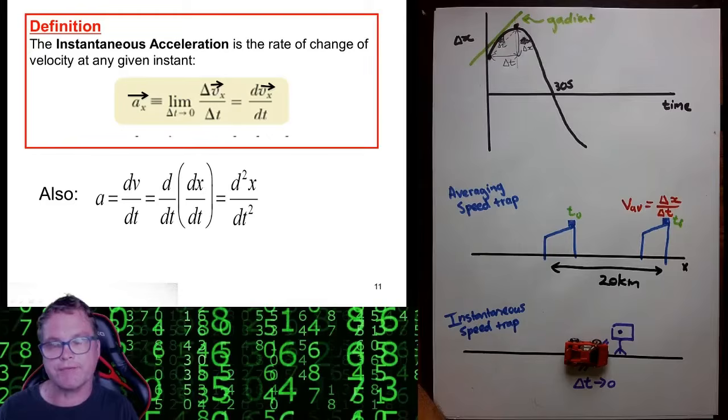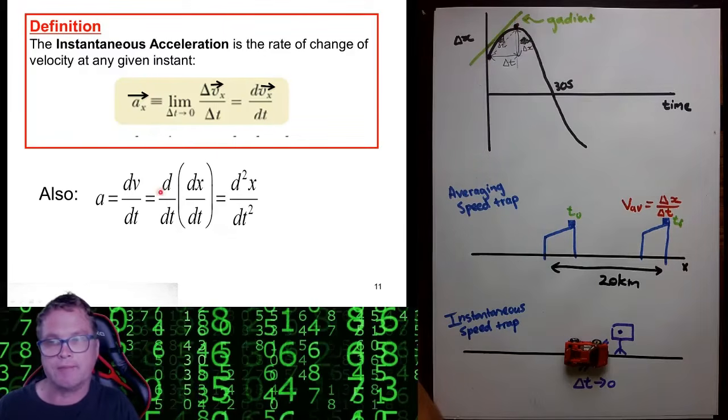Next, we take a look at the definition of instantaneous acceleration. And this is the rate of change of velocity at any given instant. So we have the instantaneous acceleration. Again, it's a vector. This is given by the rate of change of velocity, and the fact that it's at any given instant is represented by this limit as delta t tends to 0. In the limit as the time tends to 0. And of course, this notation represents a derivative. So the instantaneous acceleration is the derivative of the velocity with respect to time.